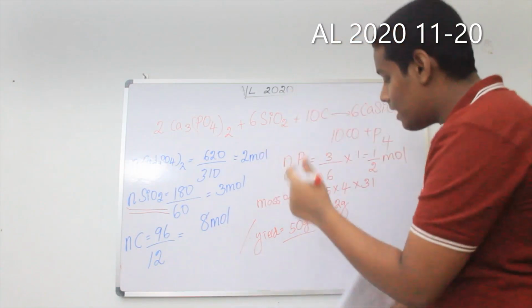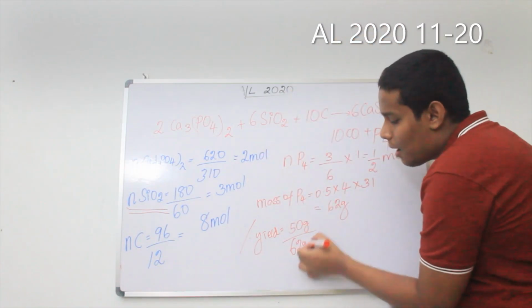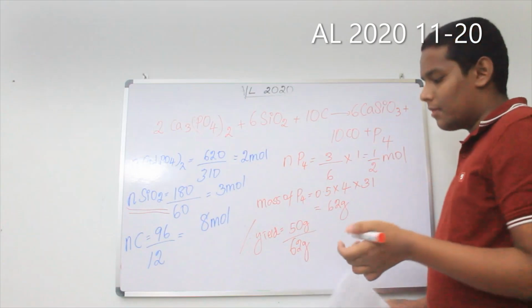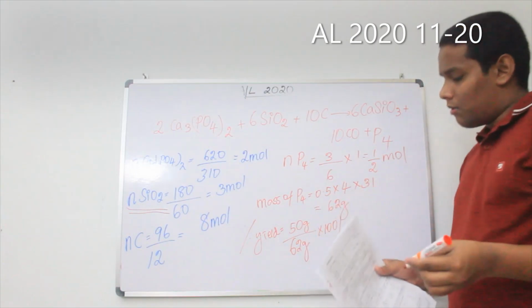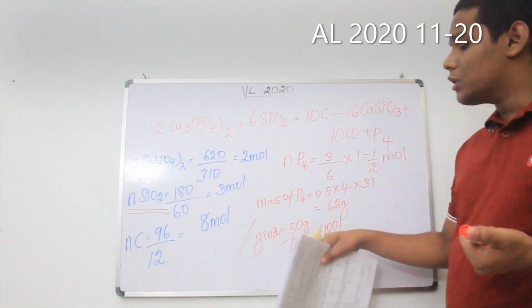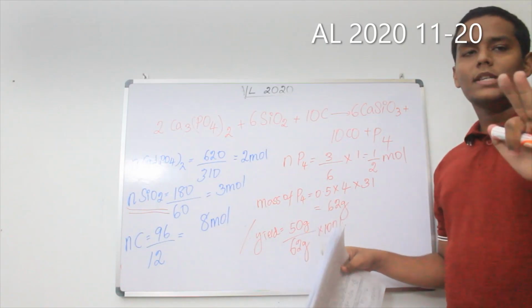So percentage yield equal to what we obtained, 50, divided by what we are supposed to obtain through theory. Through theory we have to obtain 62 grams. But we have only obtained 50. So this will give you the percentage yield if you multiply by 100. So now don't waste your time going to solve this.